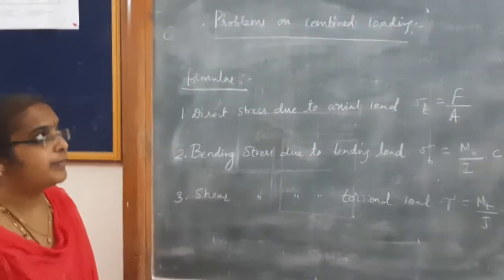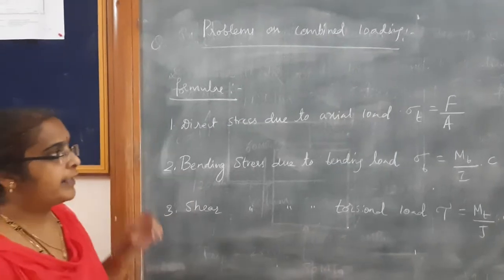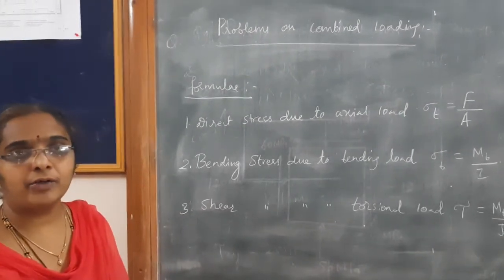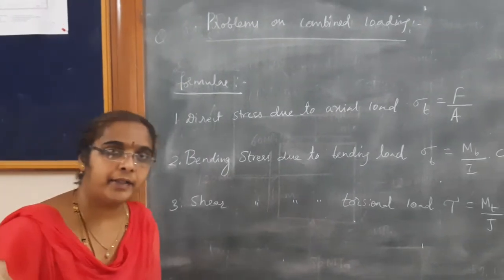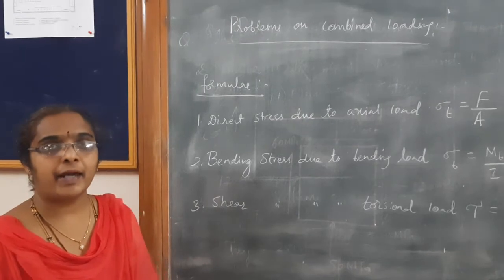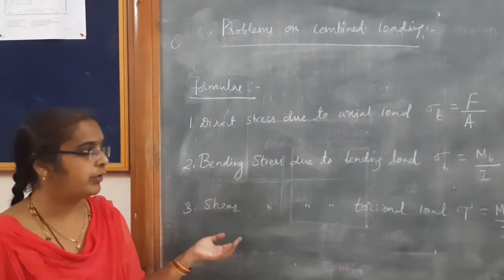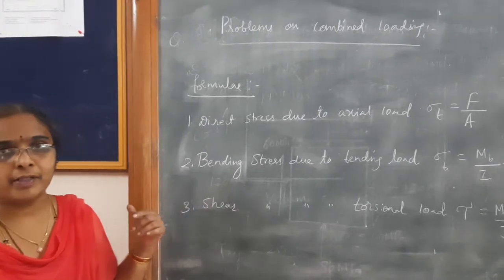Let us solve problems on combined loading. Here we have three types of load: axial load, bending load, and torsional load. If they are acting independently, individually, we call them simple stress. If both bending and torsional loads are acting, we call them compound stresses.